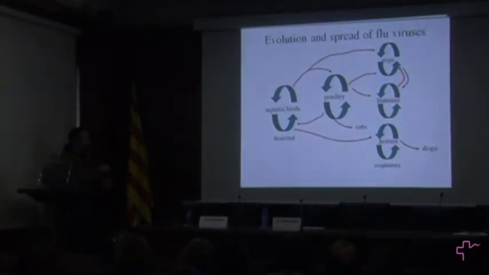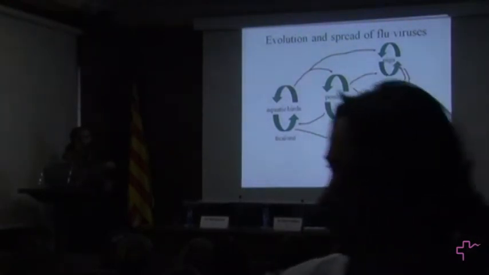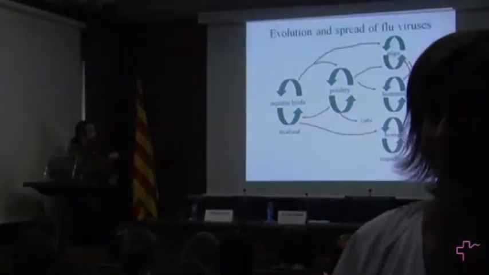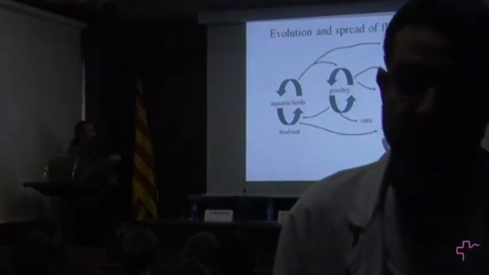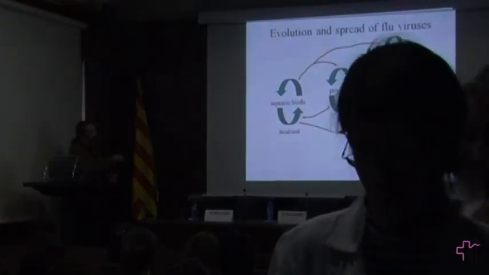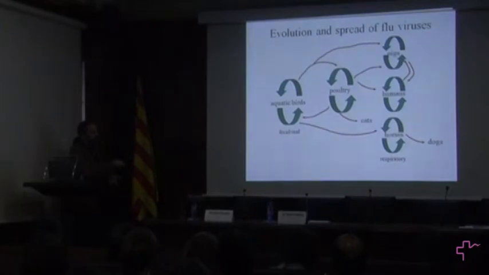But from time to time, some of these strains jump into different species, and they may also establish their own adapted strains. So we have strains circulating in poultry, different from the ones circulating in wild birds, strains circulating in pigs, in humans, in horses, and more recently, strains circulating in dogs.